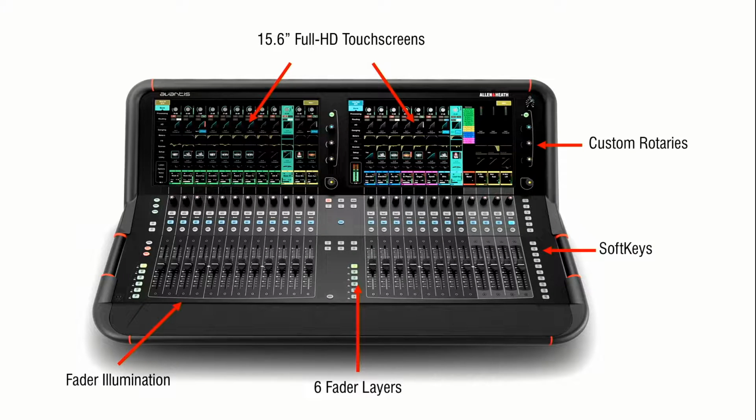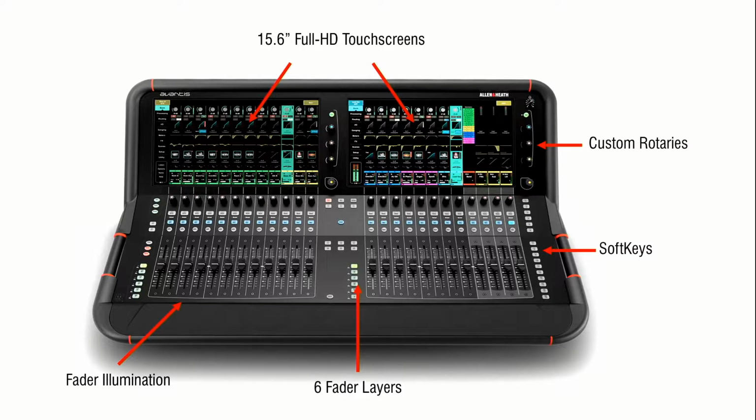Looking at the top of the console, you see the two big touchscreens there. There are the custom rotaries down the side, softkeys everywhere. You have 6 layers, and there's fader illumination. Something the engineers at Allen and Heath figured out pretty quickly is that these two giant touchscreens put off a lot of light, so where you need to focus light is not on the top of the console, but across the faders. So they put that fader illumination there so you can see your faders and everything that's going on.